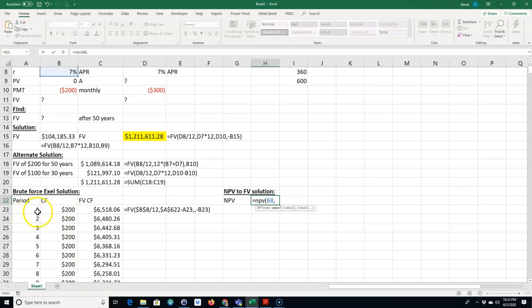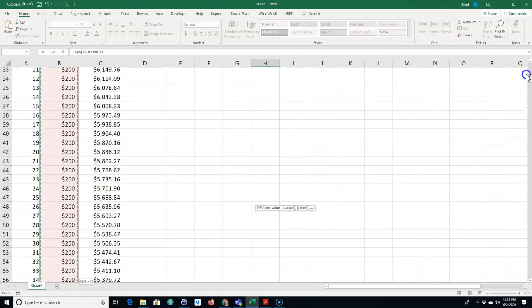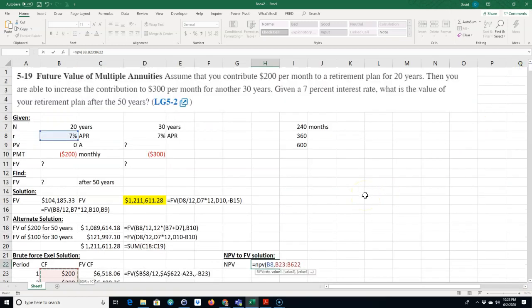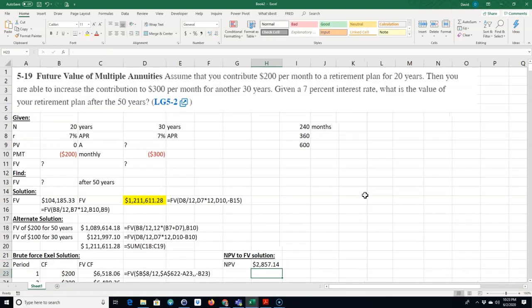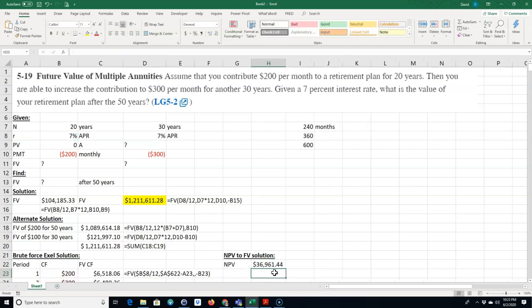You always want to start at period 1 with NPV, okay? So NPV always assumes that it's period 1. So we're in the right spot. So I'm going to hit this, I'm going to hold shift and down to get all the cash flows. And then I'm just going to hit enter. Now I want to take this and divide it by 12. So that's the net present value of those cash flows.